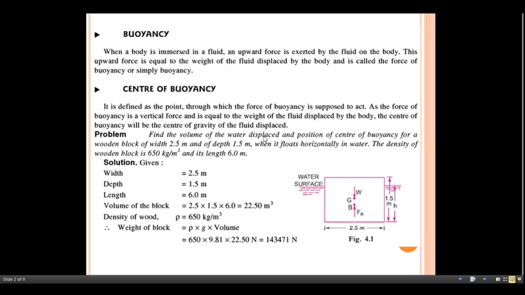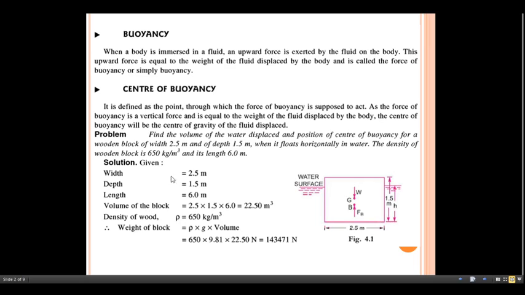Find the volume of water displaced and the position of the center of buoyancy for a wooden block of width 2.5 meter and depth 1.5 meter, when it floats horizontally in water. The density of the wooden block is 650 kilogram per meter cube and its length is 6 meters. So here you can see the dimensions of the wooden block in front of you, and H indicates the height of the block below the water surface.